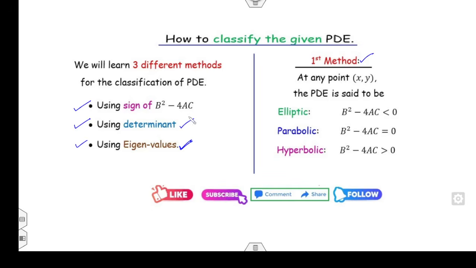Now, the first method is how we can classify the given PDE based on the sign of b square minus 4ac. It is said to be elliptic whenever it is less than 0, parabolic whenever b square minus 4ac is equal to 0, and hyperbolic whenever it is greater than 0.